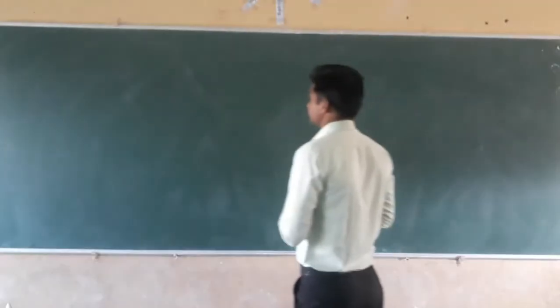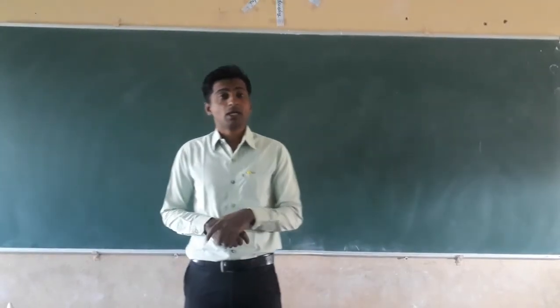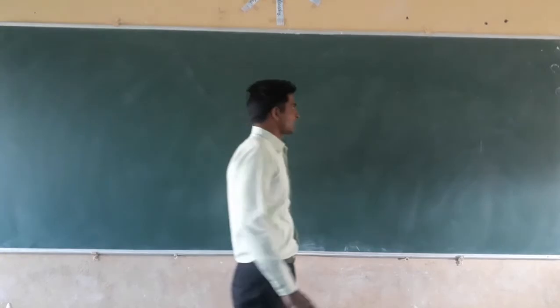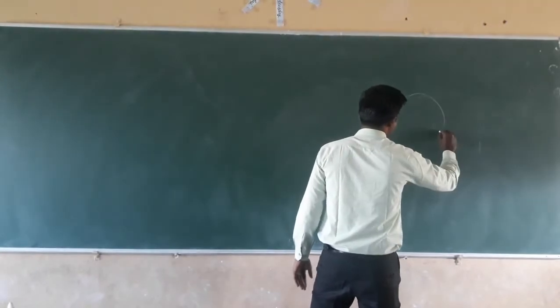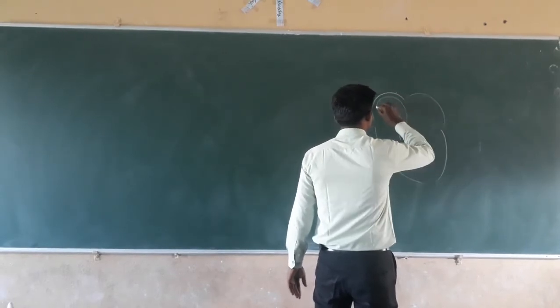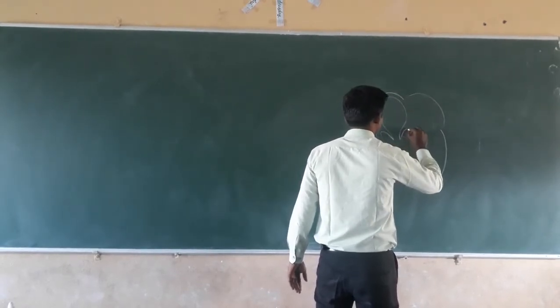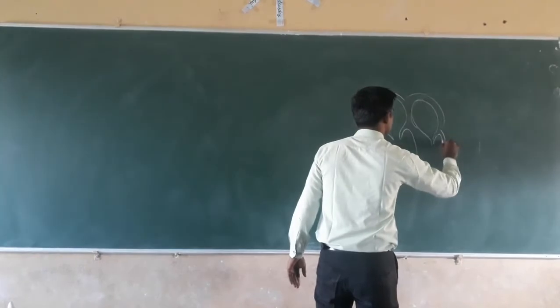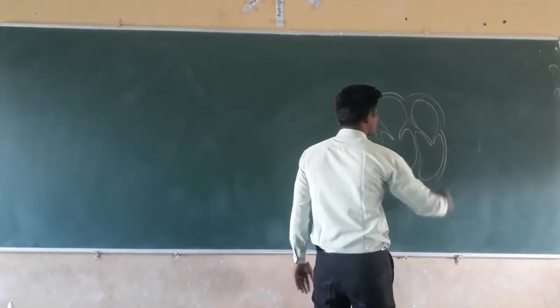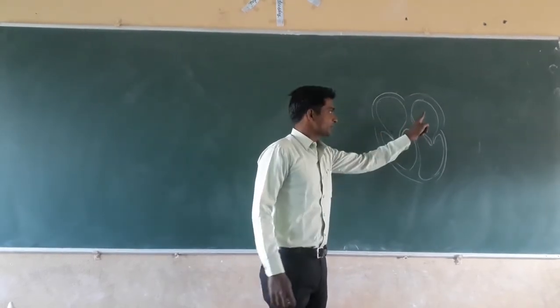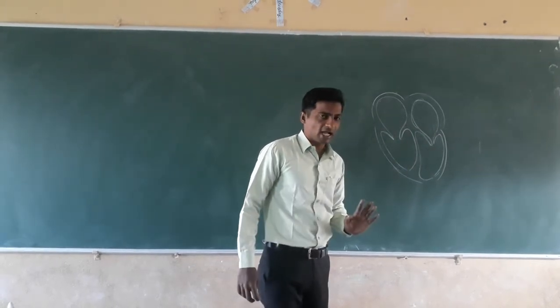First of all, dear students, in the previous class we have studied that in the human heart four chambers are there: two upper chambers and two lower chambers. 1, 2, 3, 4. Four chambers are there in the human heart.